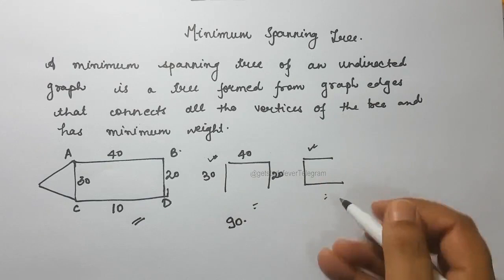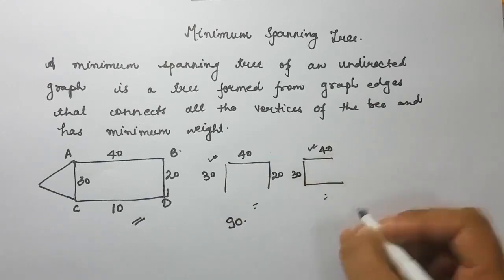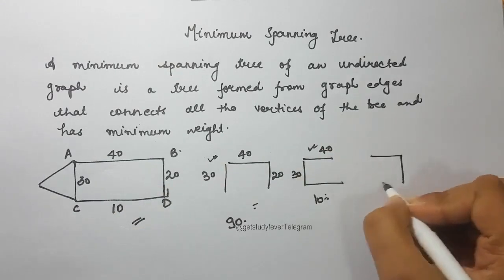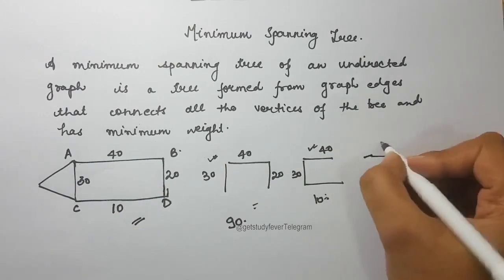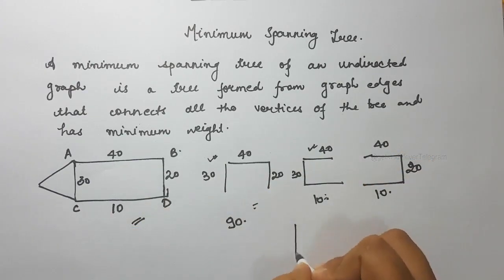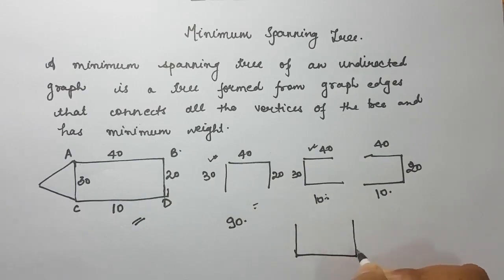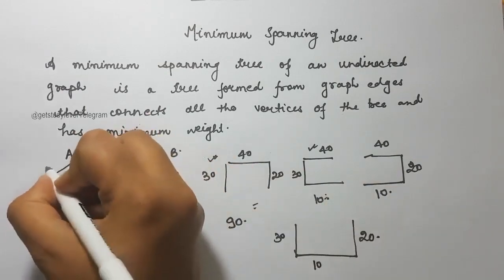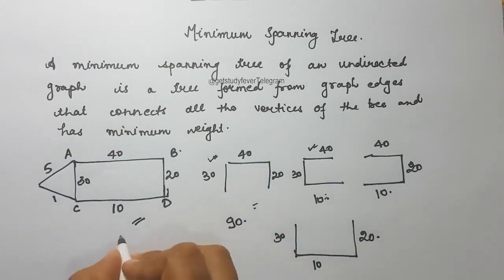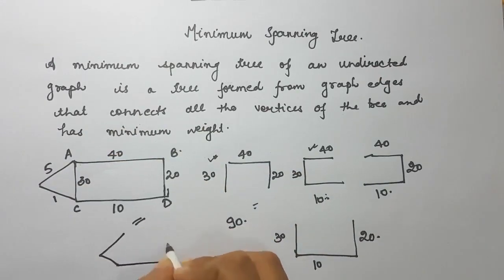In this case, we have 30, 40, 10. Another possible minimum spanning tree could be, so this is 40, 20, 10. Or we can have this, which is 30, 10, 20. Let's say this has weight as 5 and 1. So I can also have a minimum spanning tree as, we have A, we have B, we have D.